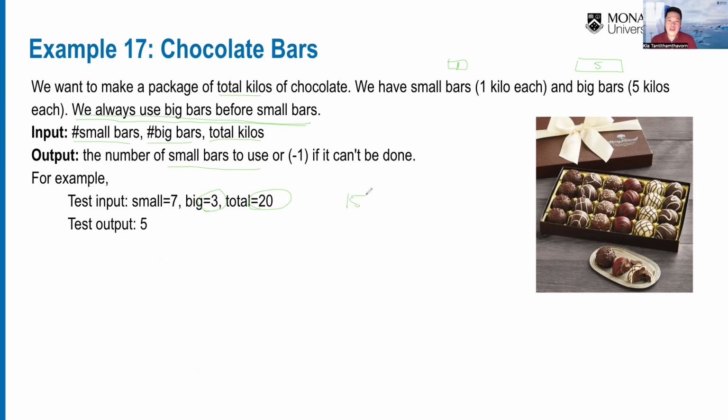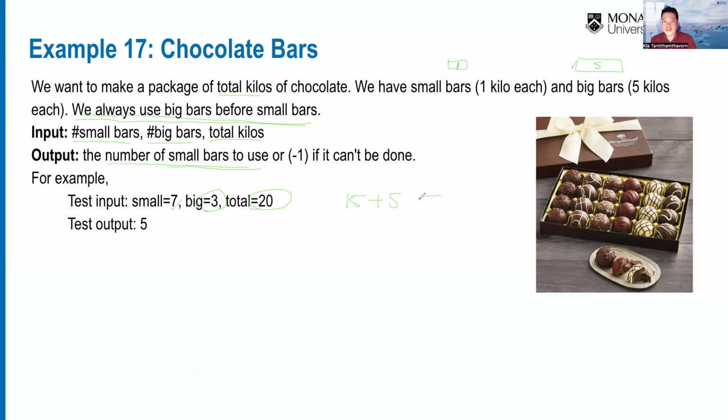So how many kilos of chocolate do we have now? 15, okay? Because 3 times 5 equals 15, plus how many small bars do we need to use to make 20? 5, another 5. Is it possible? Yes, still less than 7.